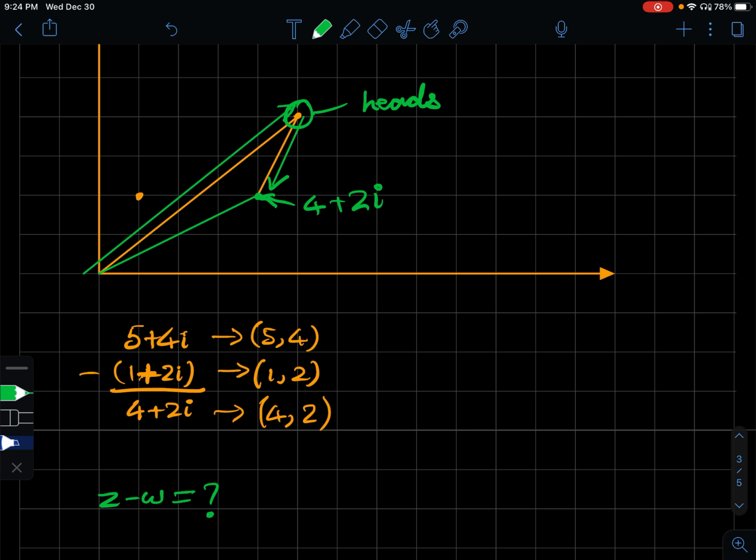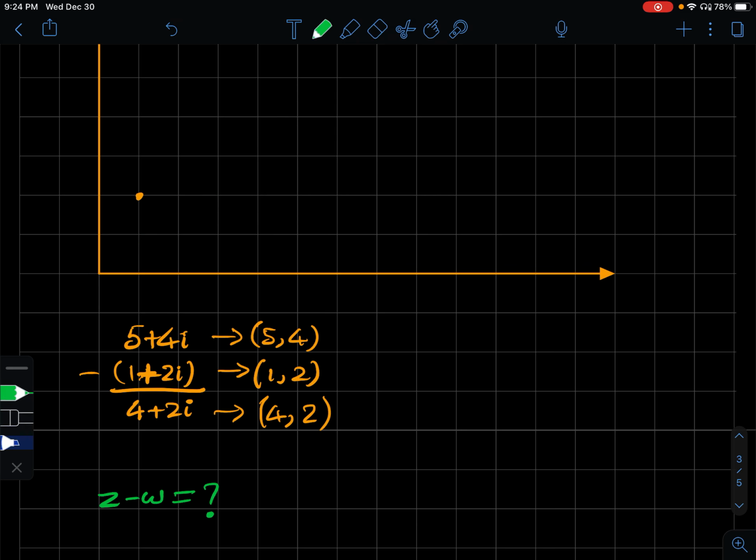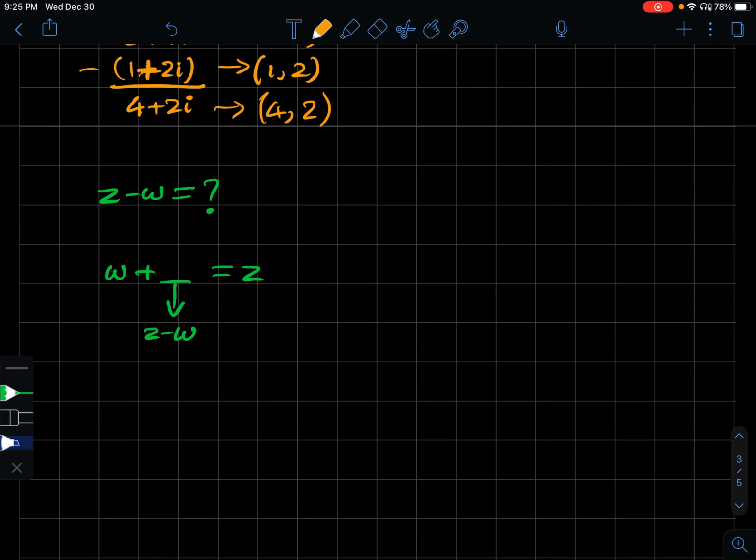So now, if we were to go back to these complex numbers, 1 plus 2i and 5 plus 4i, here's how it'll be. Okay. Now you see, we have to subtract.